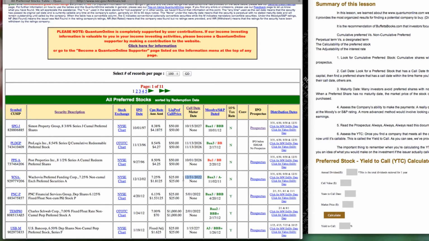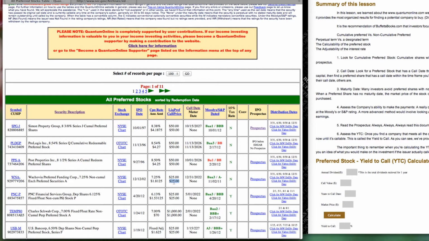Now the rate that they're going to pay you would be this call price. Right there's the call price. It's $25. So if they were going to buy that preferred share back from you on that date, they would pay $25 in order to get that preferred share back.